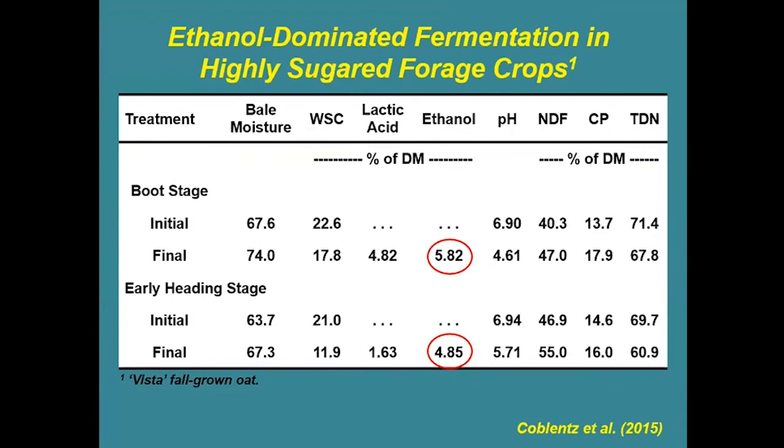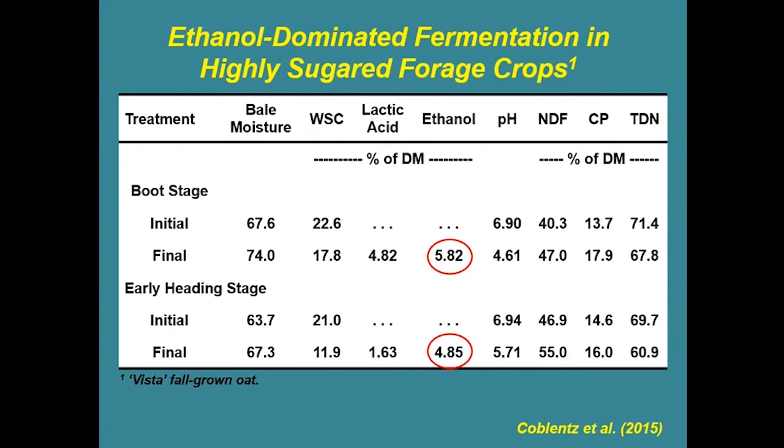Now, that in and of itself is kind of interesting, but when you go beyond that and look at the fermentation characteristics on the terminal sampling date, you'll notice that there are very high concentrations of ethanol in these forages, which is indicative of a yeast-dominated fermentation. That is usually accompanied by a loss of dry matter, which did in fact occur. You'll notice the increase in NDF, the increase in crude protein, and that's accompanied also by a depression in calculated energy content.